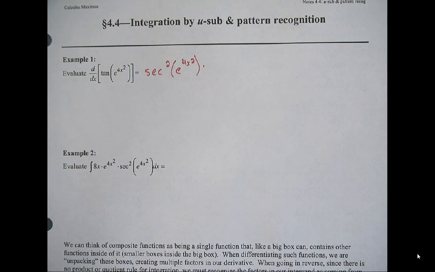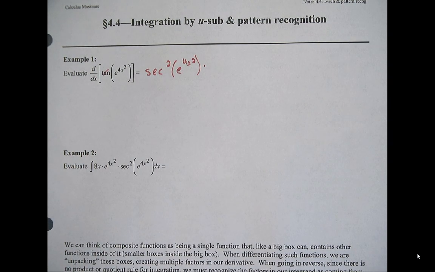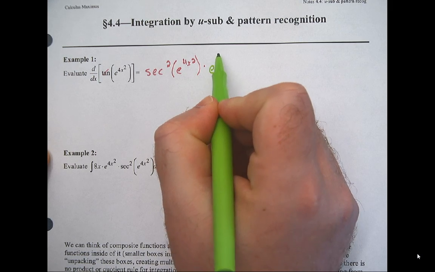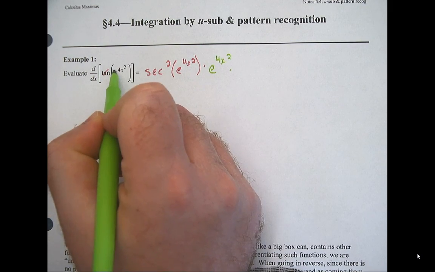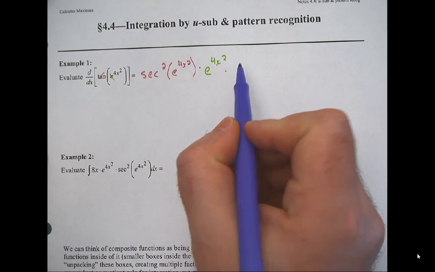Times, okay, now our next layer. If you want to, you can go over here and cross out tangent like we used to do. So we've derived that outside layer. Our next outside layer is e to the something. The derivative of e to the something is e to the something, so this would be e to the 4x squared, times, and you can go back here, cross out the e to the, and I have 4x squared. The derivative of 4x squared is 8x.